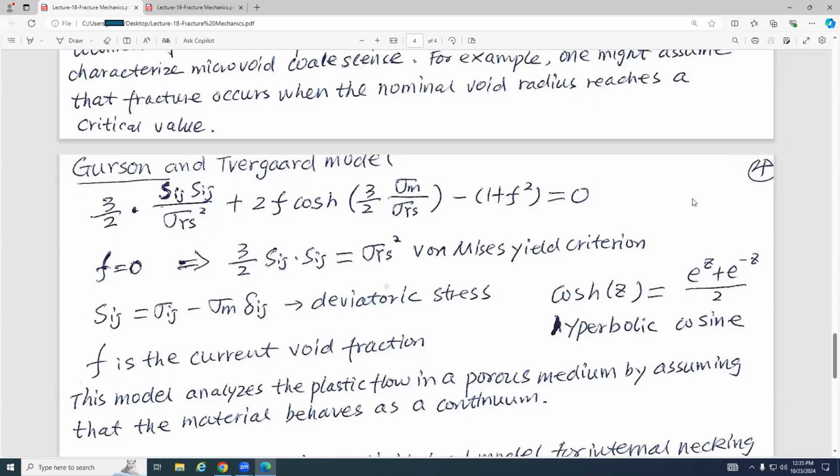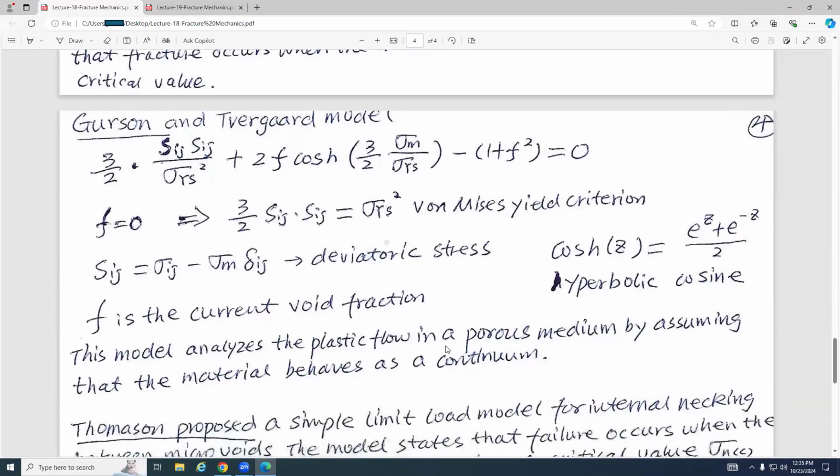Question. So this model analyzes the plastic flow in a porous medium. Because we have f here, f is the current void fraction. If f equals 0, it means what? If f equals 0, that means a continuum. This is not a porous material.